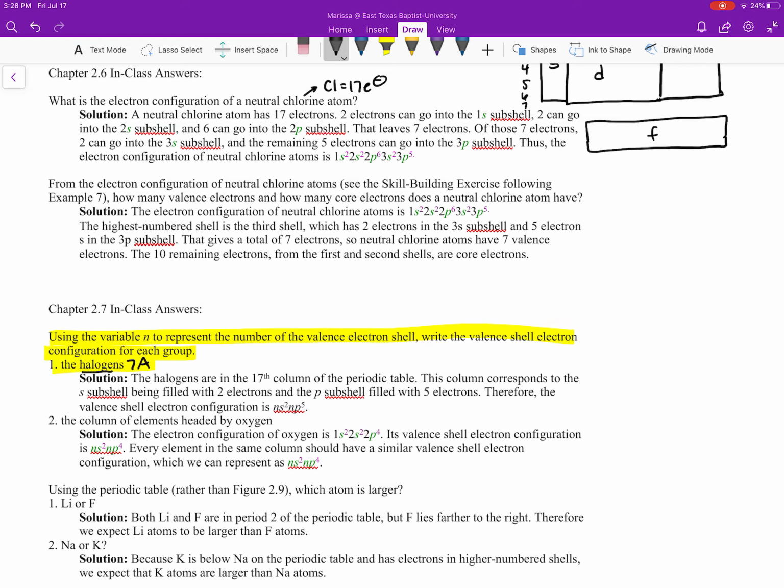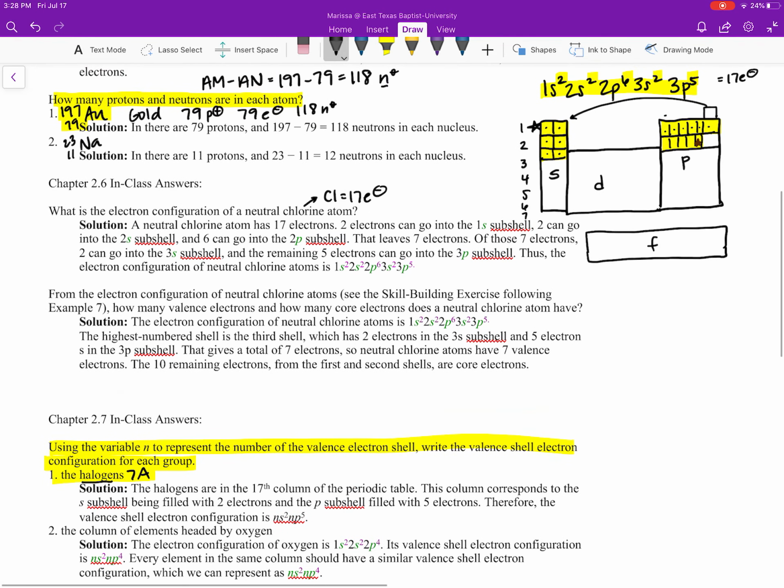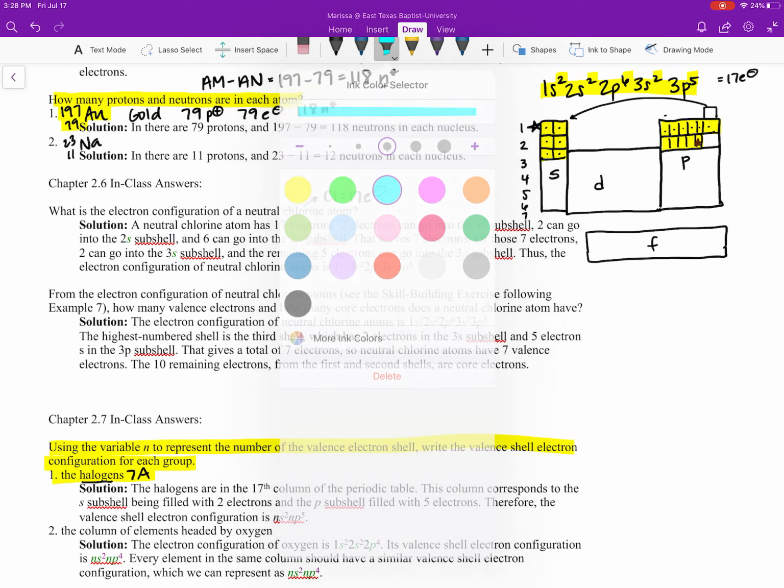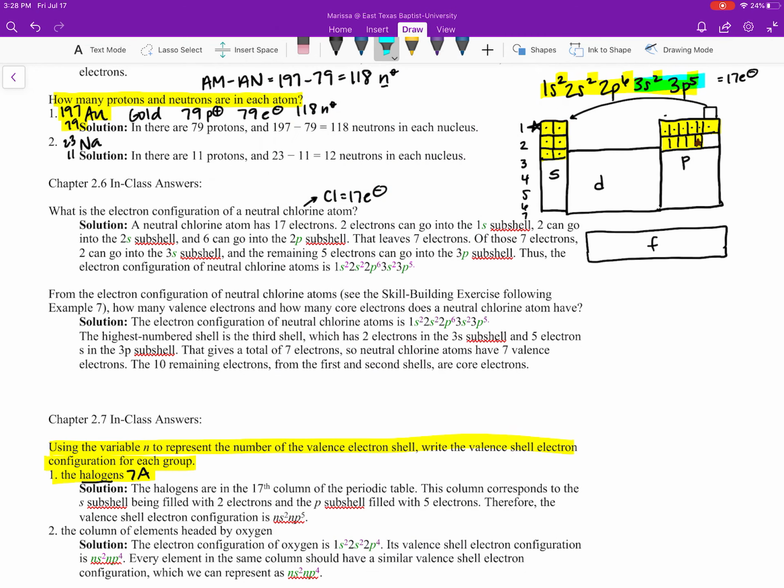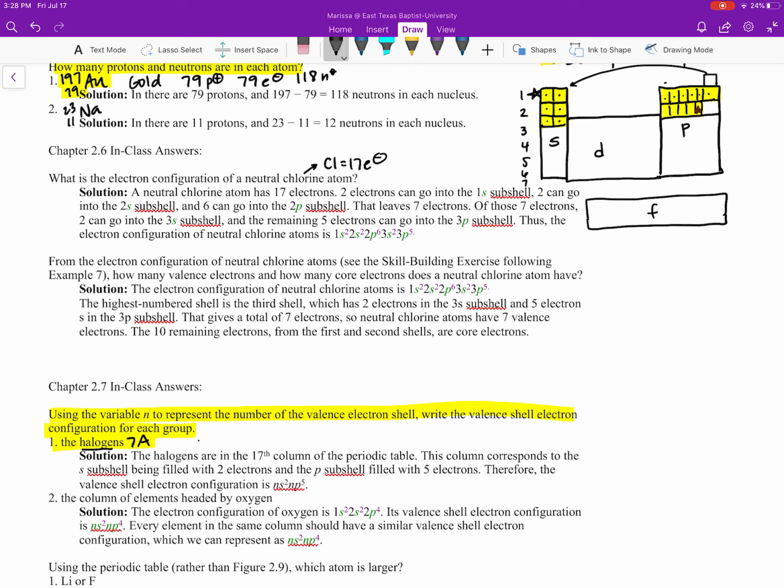And the valence shell is always going to be the highest number. And so in this case, for chlorine, its valence electrons is this, the 3s2, 3p5. So if I want to represent that using the variable n instead of a number, I can say it's ns2 np5. That should be a 5 to represent the 7 valence electrons.